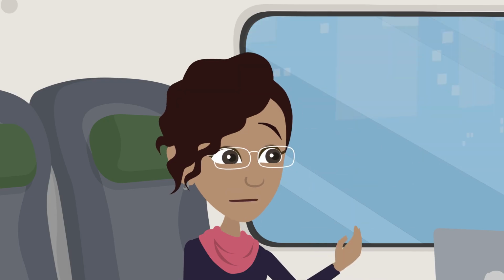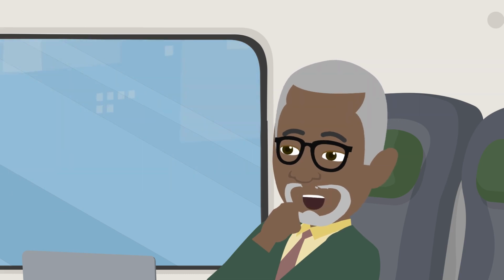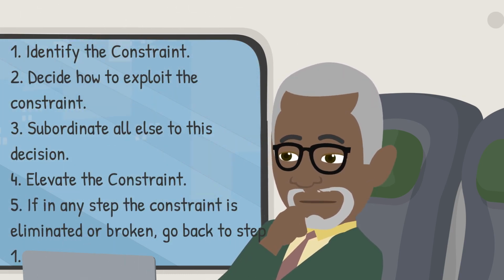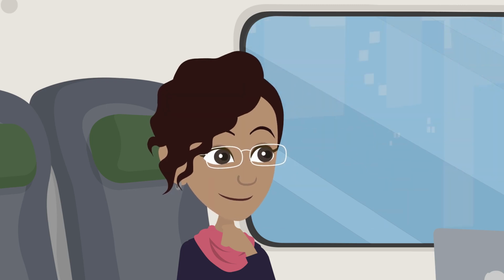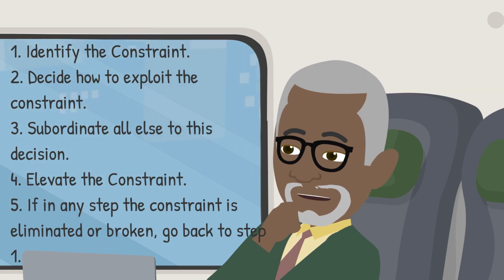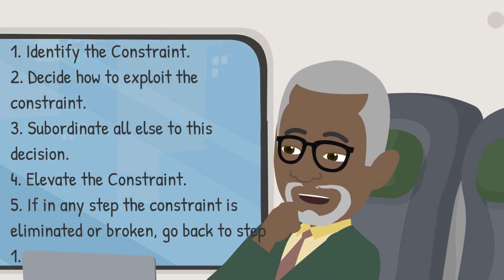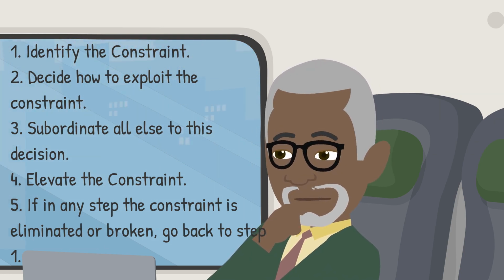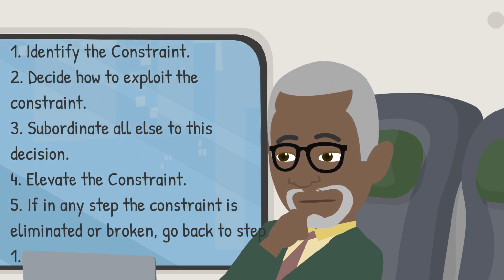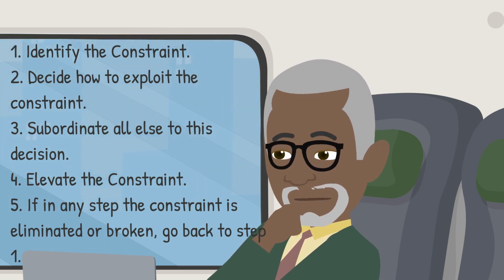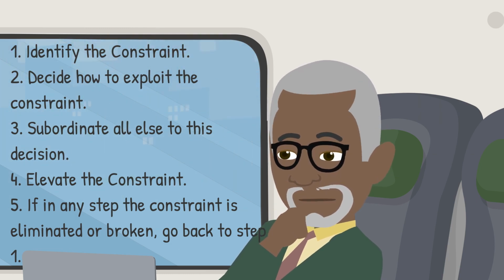How do we address the constraint? According to theory of constraints, there are 5 steps to address the constraint. Step 1. Identify the constraint. Step 2. Decide how to exploit the constraint. Step 3. Subordinate all else to this decision. Step 4. Elevate the constraint. Step 5. If in any step the constraint is broken or eliminated, go back to step 1.